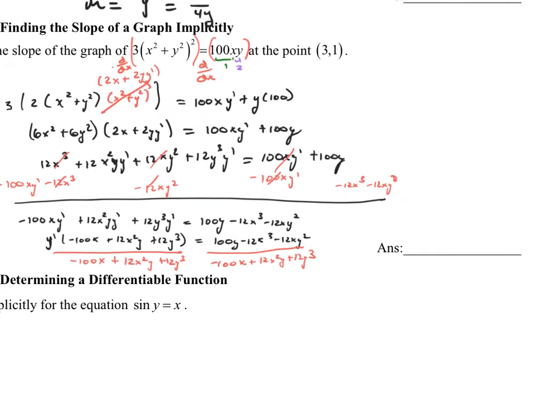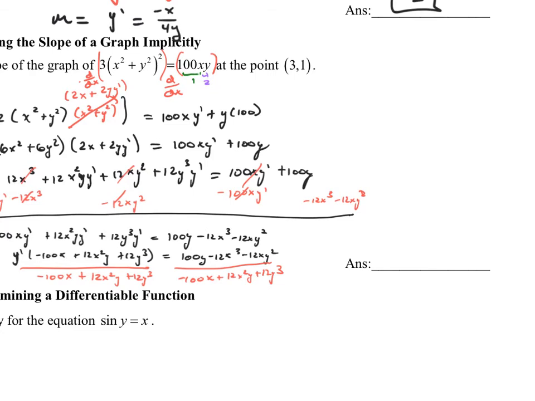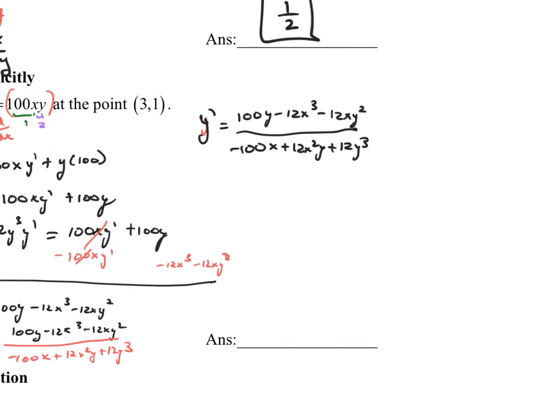And I'm going to be left with, this looks really nasty, let me write it up top here. We're going to have y prime equals 100y minus 12x cubed minus 12xy squared all over negative 100x plus 12x squared y plus 12y cubed. What a dang mess. Now, could we simplify? I mean, certainly I see at least a 2 in common. I see a 4 in common.